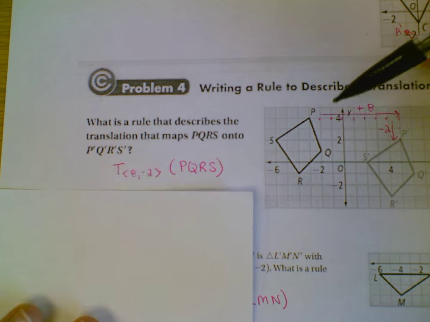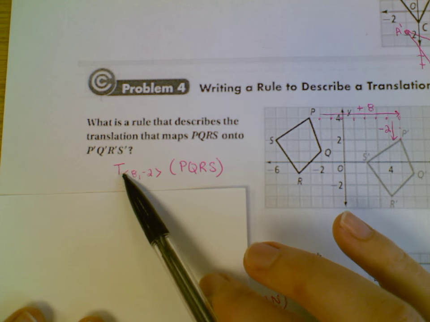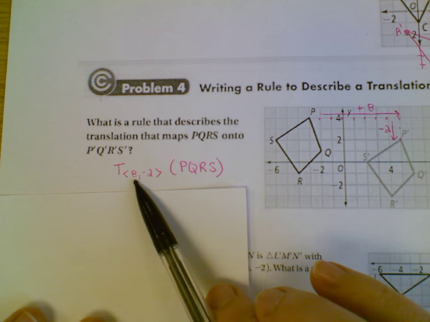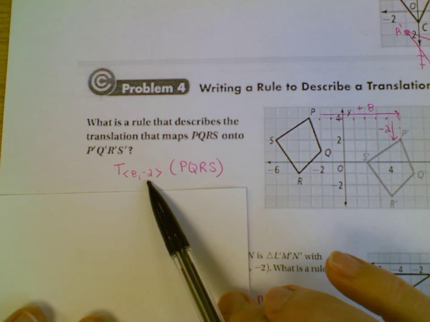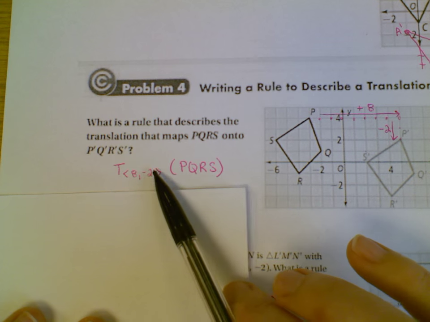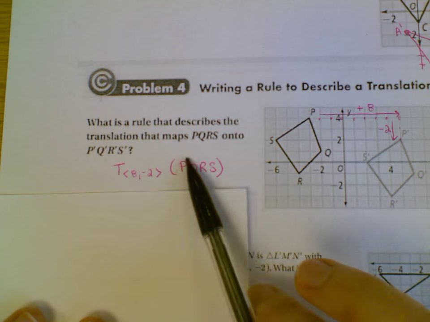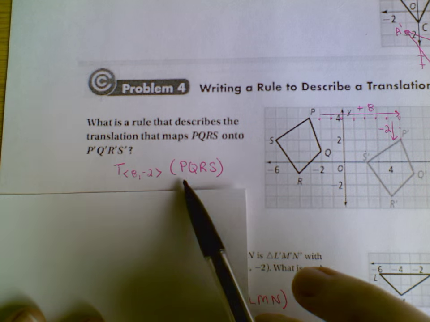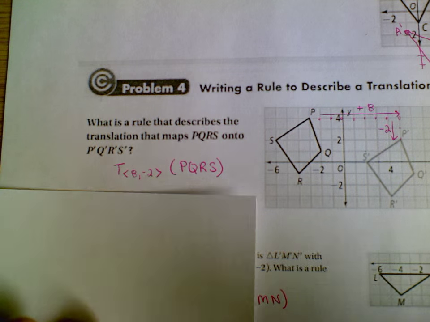So in my notation, I would write a capital T and then a little less than symbol, if you will. 8 represents me going right 8. And then comma -2 represents me going down 2, and then another greater than symbol. And then in parentheses, we always write what our figure was from the original. So in parentheses, I would write PQRS because that was my original shape. Pause the video and see if you can come up with the rule on the second one.